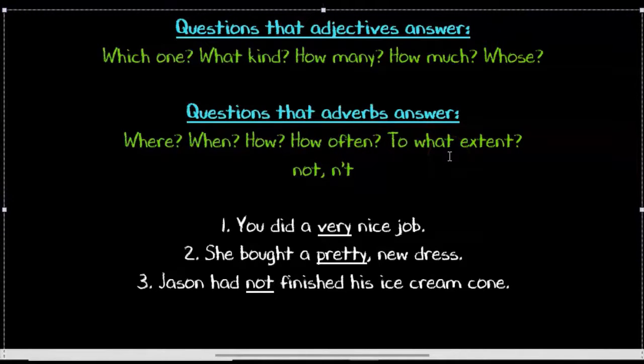All right, and then one more thing to keep in mind is that not and n't, like wasn't, are always adverbs that describe the verb, okay? Like, I have not read this book, or Jacob wasn't at school today, okay? So anytime you see those in a sentence, just know that those are always adverbs that describe the verb.